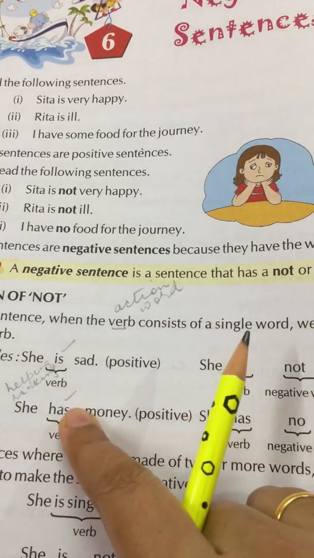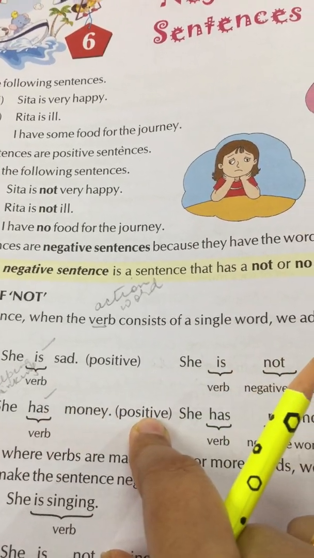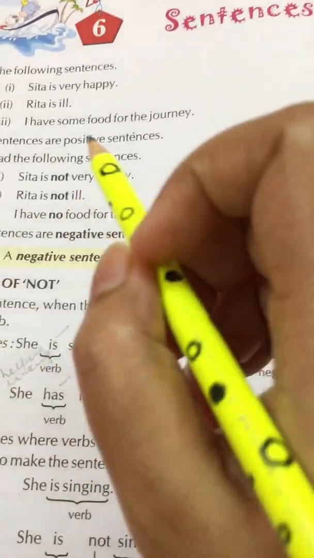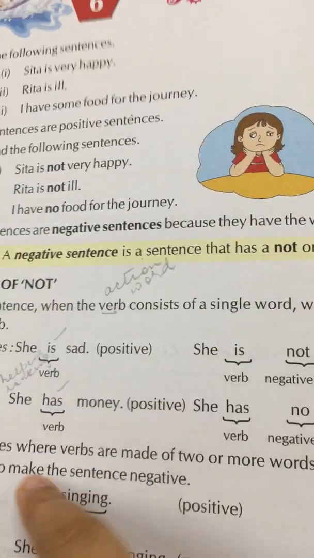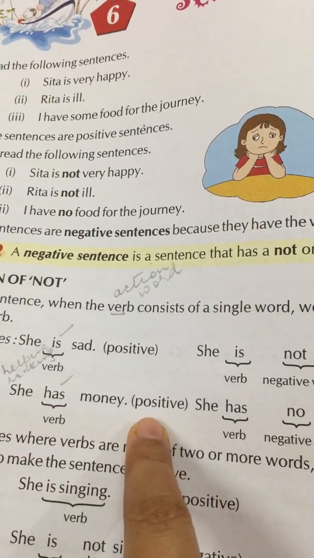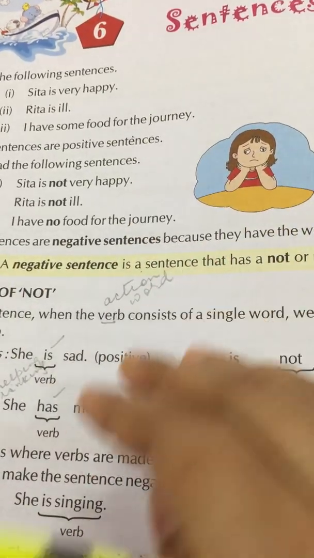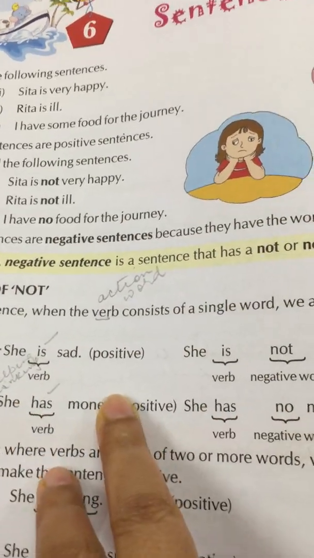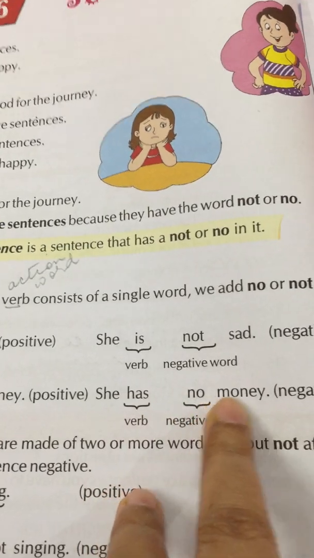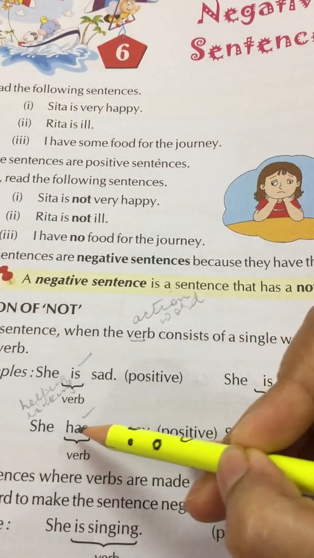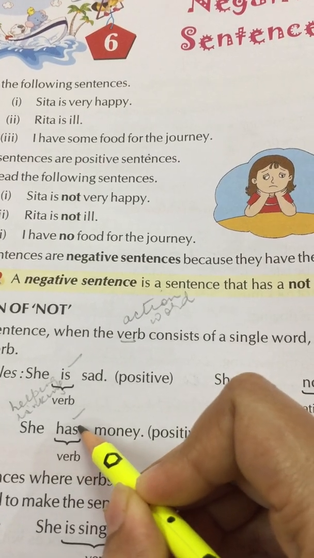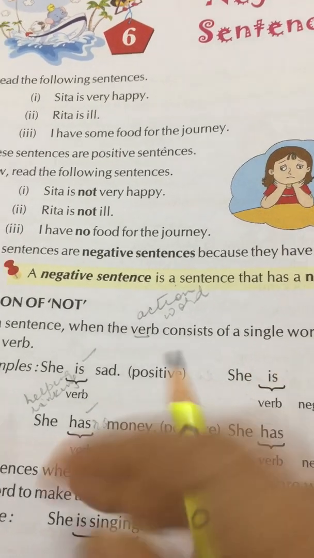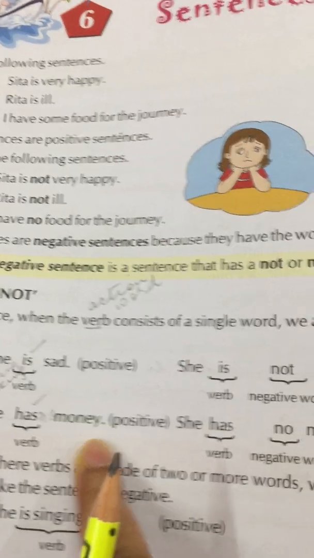Only one verb is there, has. And it is a positive sentence because it does not contain the words no or not. So how will we make it a negative sentence? She has no money. We just have to add no after this verb. She has no money. Now it becomes a negative sentence.